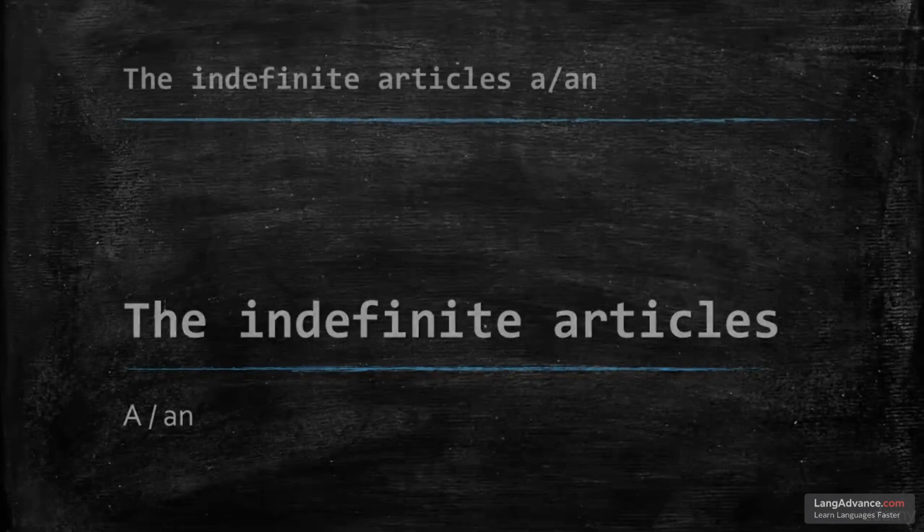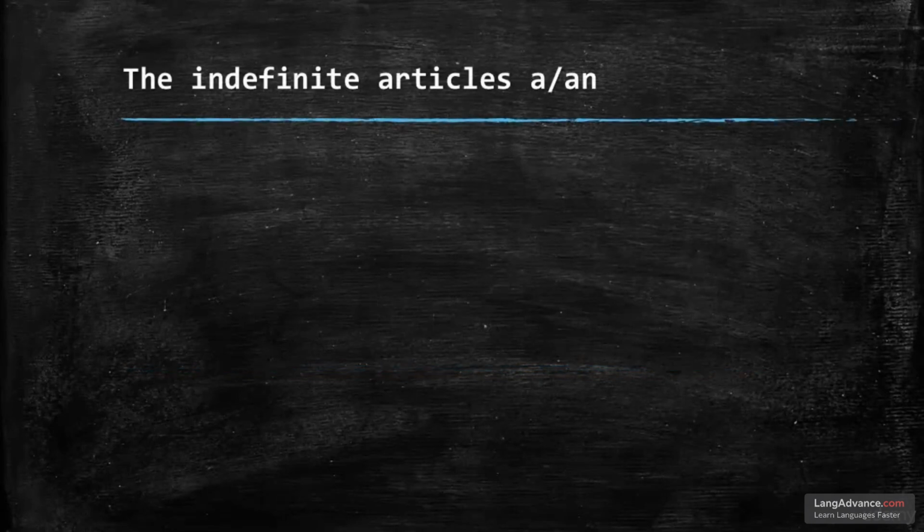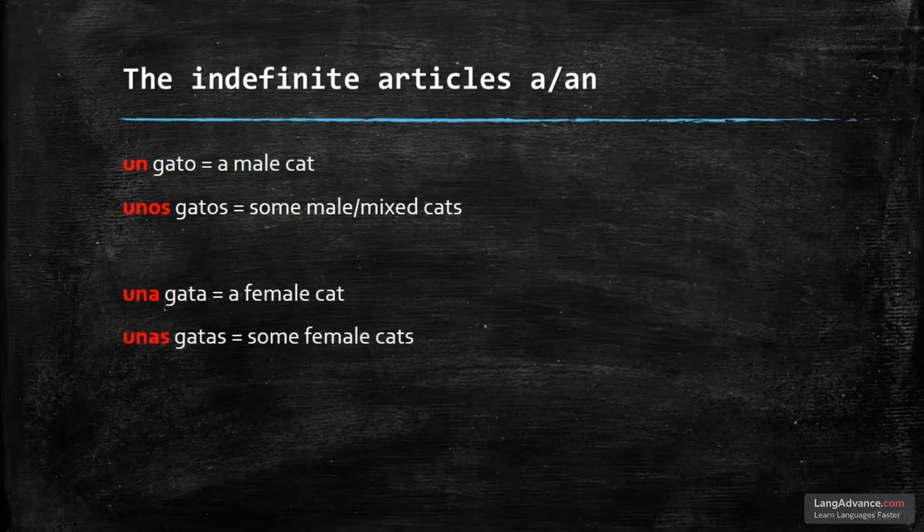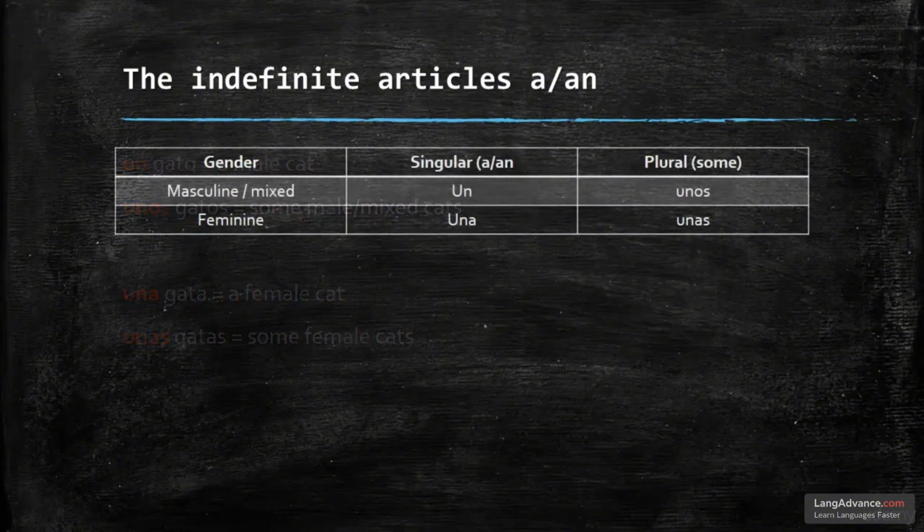In Spanish, the indefinite articles have 4 forms, depending on whether the noun is masculine, feminine, singular, or plural. For example, un gato is used to refer to a male cat, while unos gatos is for some male or mixed cats. Moving on, una gata means a female cat, while unas gatas is used to refer to some female cats. Thus, the forms change depending on the gender and the count.